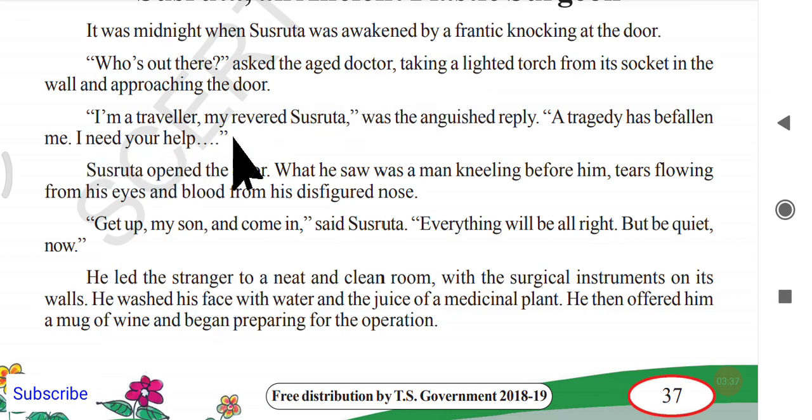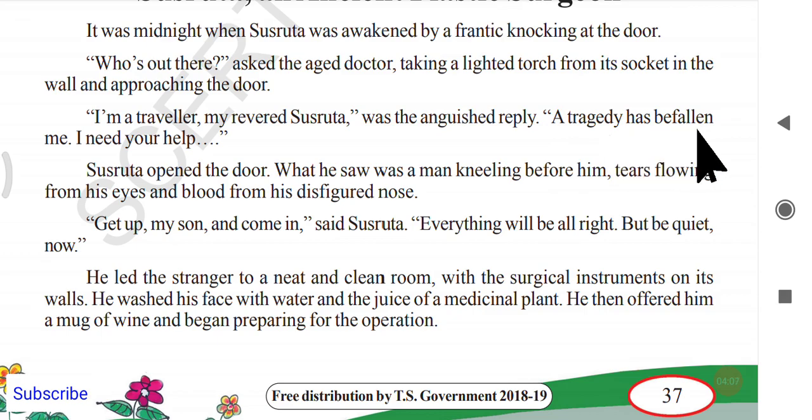So I'm a traveler, my revered Sushrutha. What do you mean by revered? Revered in the sense, what? Respected. Okay, so few people who are highly efficient or highly qualified or highly important or highly intellectual or highly knowledgeable, they can be referred to as revered. Okay, so I'm a traveler, revered Sushrutha, was the anguished. Okay, anguished in the sense he was a little bit early.